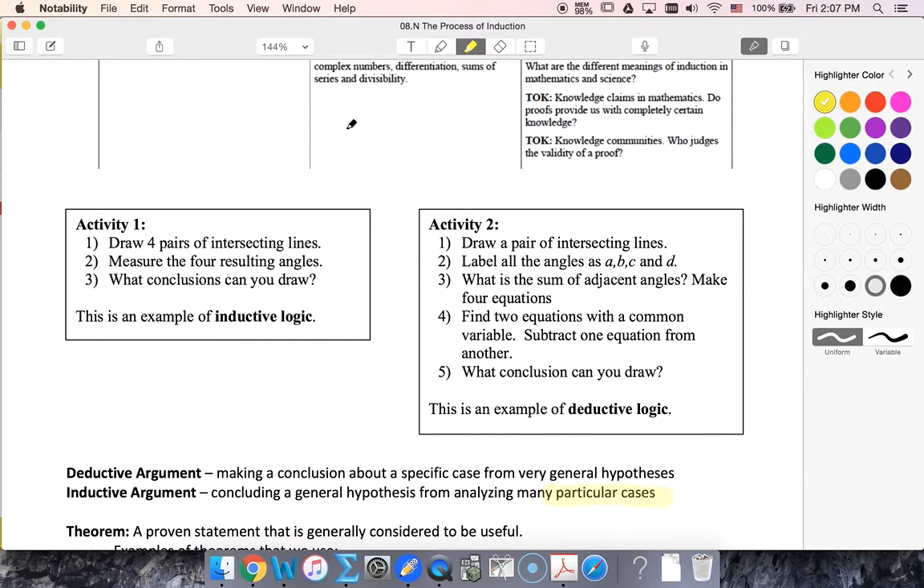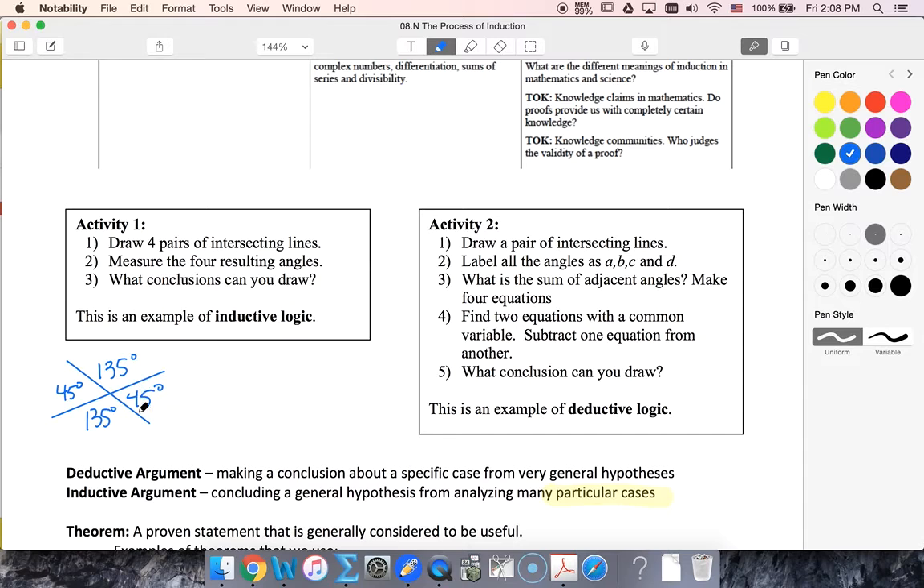So an example of inductive logic is if we draw many pairs of lines and do some measurements on them. So if I do something like this, now I don't have a protractor on me, so I can't measure this exactly, but I know that this is definitely an obtuse angle, so I'm going to say it looks maybe like, I don't know, 135 degrees. And because I already know this about angles, I would know that this angle here must be 45 degrees, and 135 and 45.